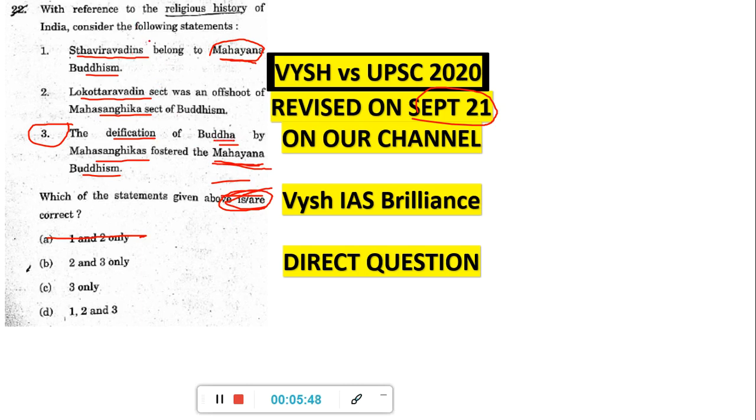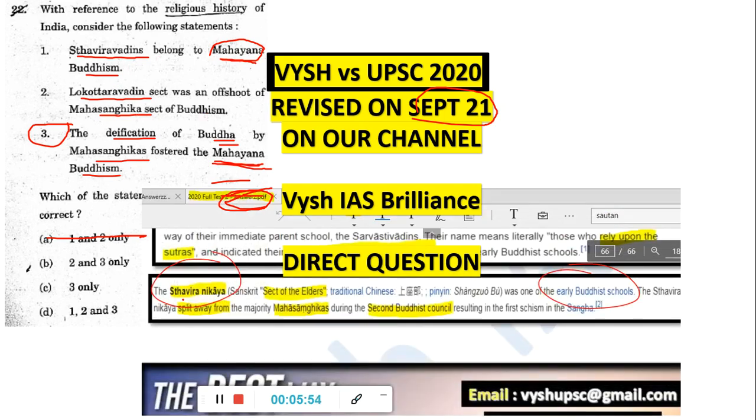Now these two are factual things. You have to know whether this comes under Mahayana and this comes under Mahasanghika. This Sthavira Nikaya was there in our 2020 full test which we gave in the final revision time. It is the sect of elders, one of the early Buddhist schools, meaning it is not the later Mahayana one, it is the early one. So this one you will cancel.